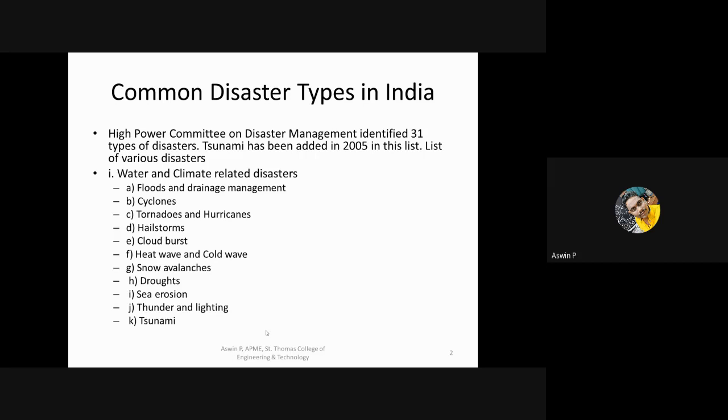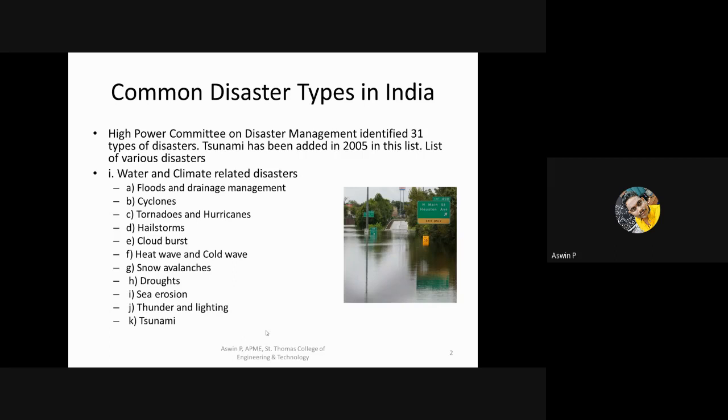There are 11 points. The first one is flood and drainage management. When we are discussing a disaster, the first category is flood and drainage management. In Kerala itself, we have faced a lot of problems with these two issues. In the last year, we suffered a lot due to flood, and our drainage systems are also not very efficient. So we are struggling with water overflow in our cities.